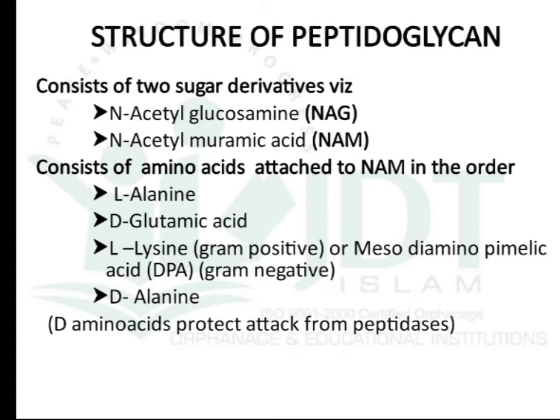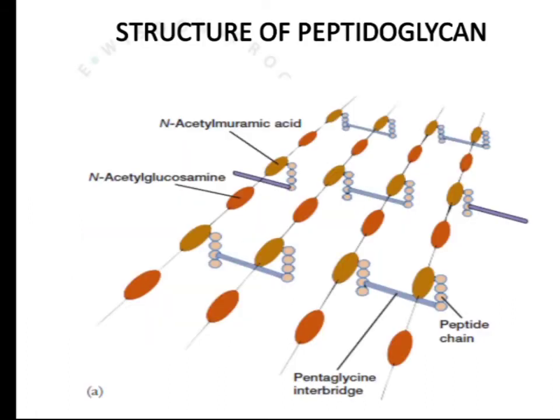It consists of two sugar derivatives, N-acetylmuramic acid and N-acetylglucosamine. And in N-acetylmuramic acid, there are four amino acids present, alternatively levo and dextro. The first one is L-alanine, then D-glutamic acid, then L-lysine in the case of gram-positive bacteria, and diaminopimelic acid in the case of gram-negative bacteria, and D-alanine. So these are the four amino acids. So let me explain in Malayalam.